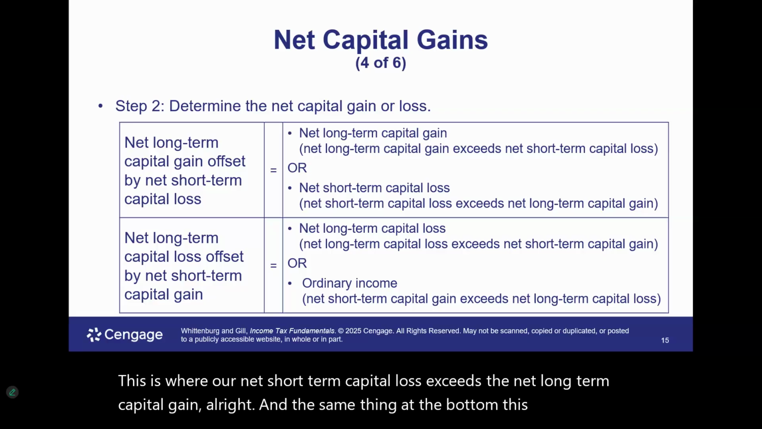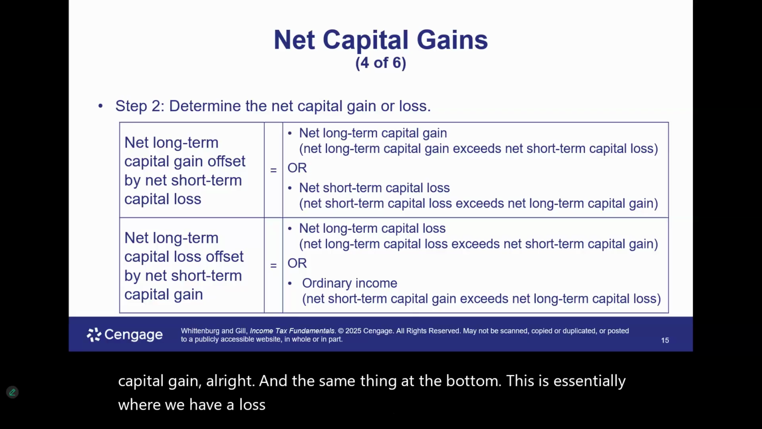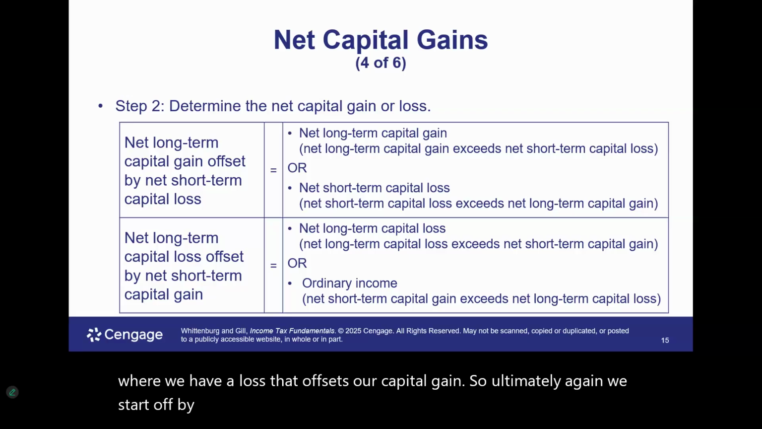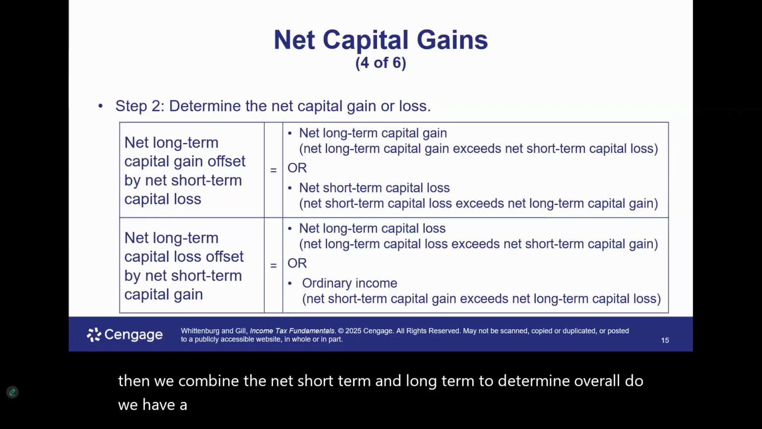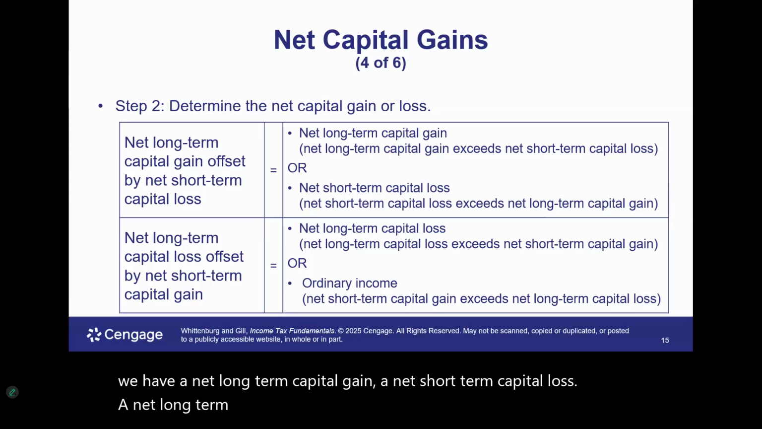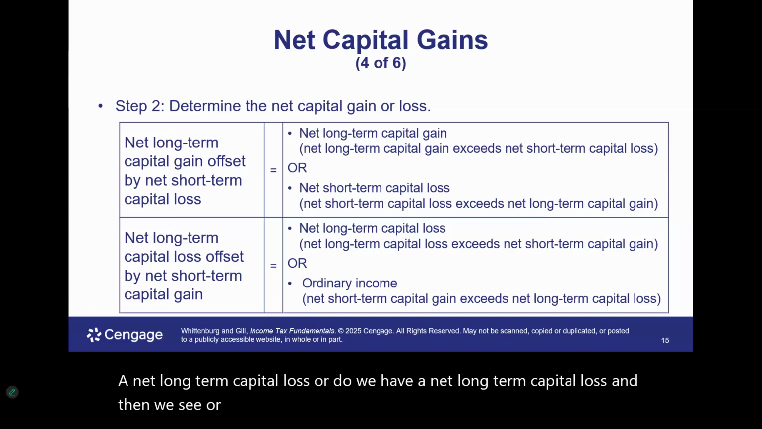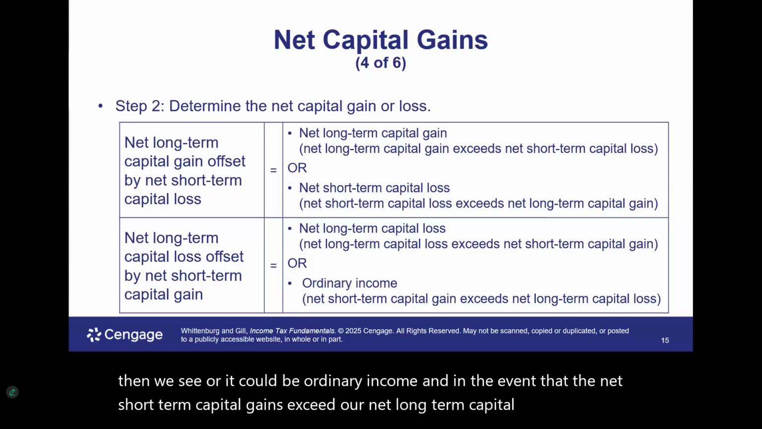This is essentially where we have a loss that offsets our capital gain. So ultimately, again, we start off by separating them into net short-term and net long-term, and then we combine the net short-term and long-term to determine overall: do we have a net long-term capital gain, a net short-term capital loss, or a net long-term capital loss? Or it could be ordinary income. In the event that the net short-term capital gains exceed our net long-term capital loss, then that is when we recognize it as ordinary income.